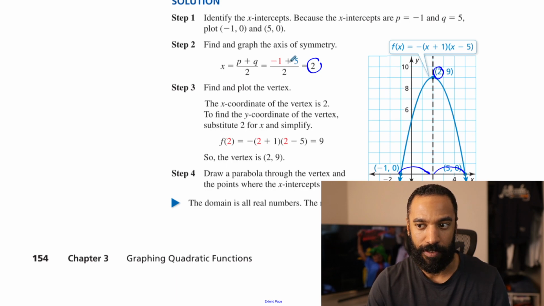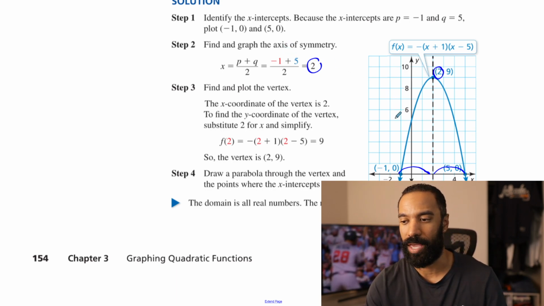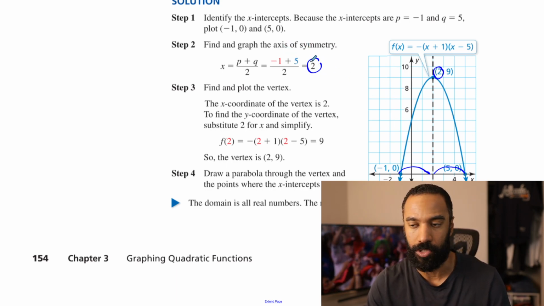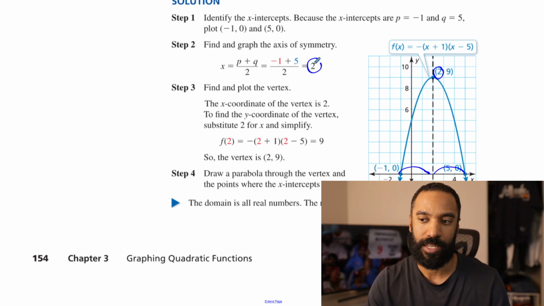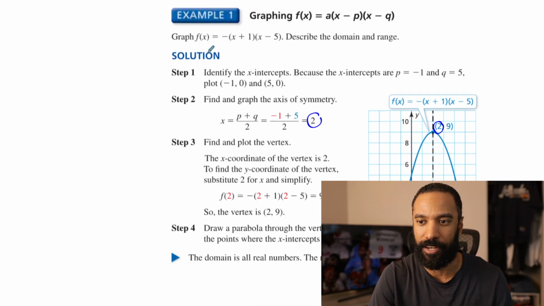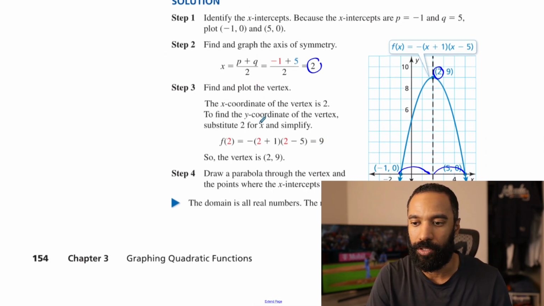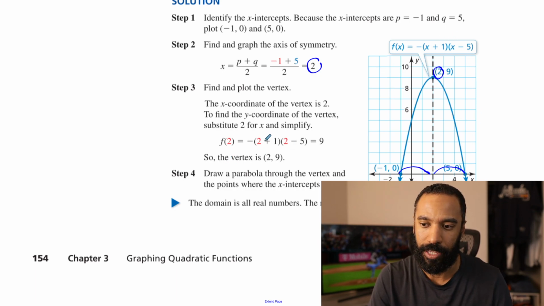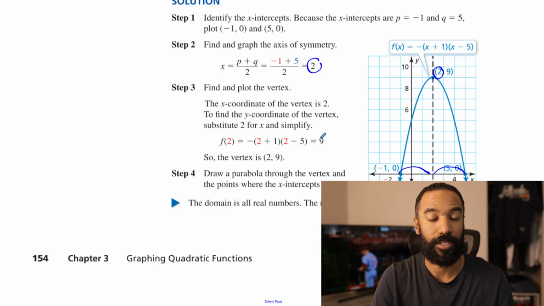Now, you can average your values. Well, I'll do both. It depends on what we have. But if you're starting to make the graph, you can also count that distance. So halfway between is x equals 2. If you substitute 2 into your factored form equation, then you will find the y value for your vertex. The vertex is on that axis of symmetry. Plug in 2 into here. Negative, the opposite of 2 plus 1 times 2 minus 5 gets you 9.